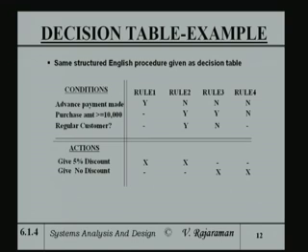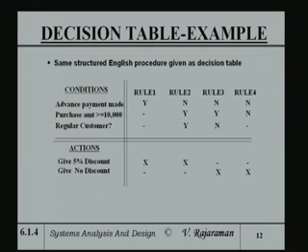Whereas, in this case it is a tabular structure, and at a glance you can see, for instance, whether the advance payment is made. There are a number of business rules. Rule 1 says if advance payment is made, if the answer is yes, then give 5% discount. The other conditions, purchase amount and regular customer, are irrelevant, so I put dashes. Wherever the result of testing a condition is irrelevant, you put a dash. If the condition has to be true, you put a yes, and if the condition has to be false, then you put a no.